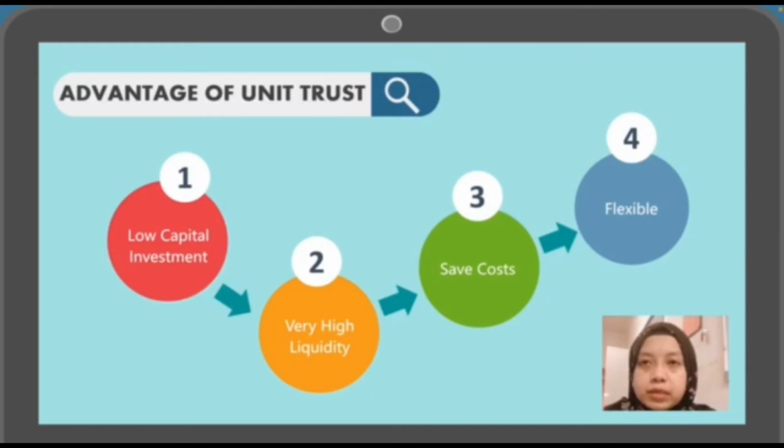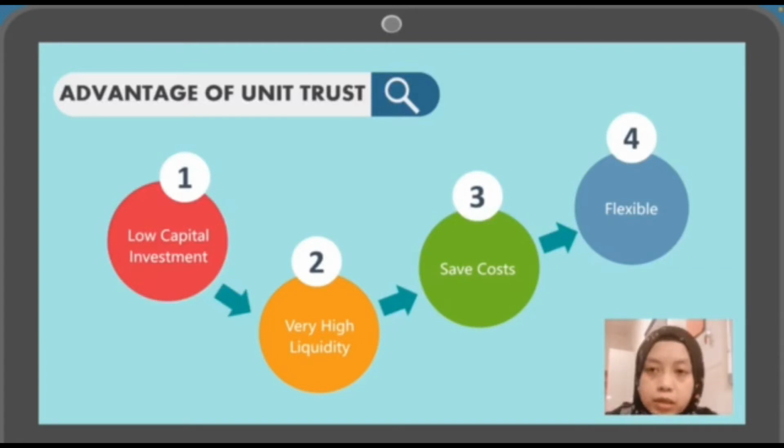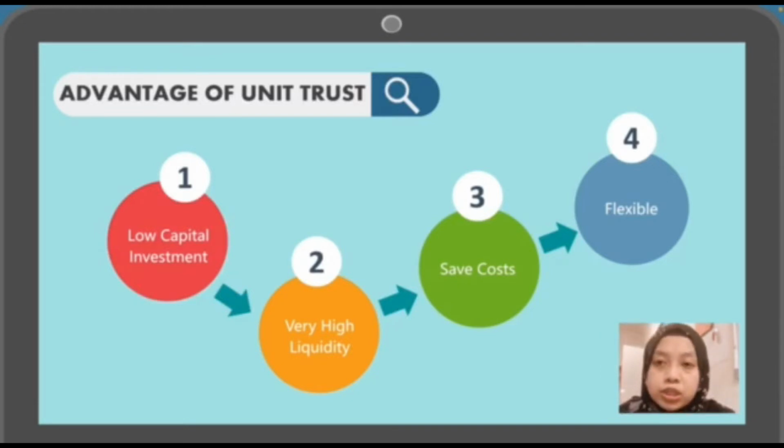Okay, as you can see in my slide, which is the advantages of unit trust. Okay, first is low capital investment, which is unit trust allows a person with a capital as low as 1,000 ringgit to participate in the stock market with a very low risk compared to direct investment on Bursa Malaysia Stock Exchange. Therefore, it is affordable and easy for us to continue investing every month if we want.